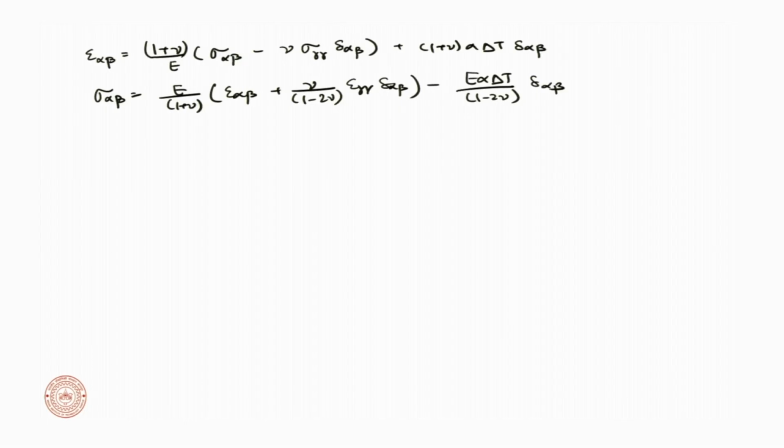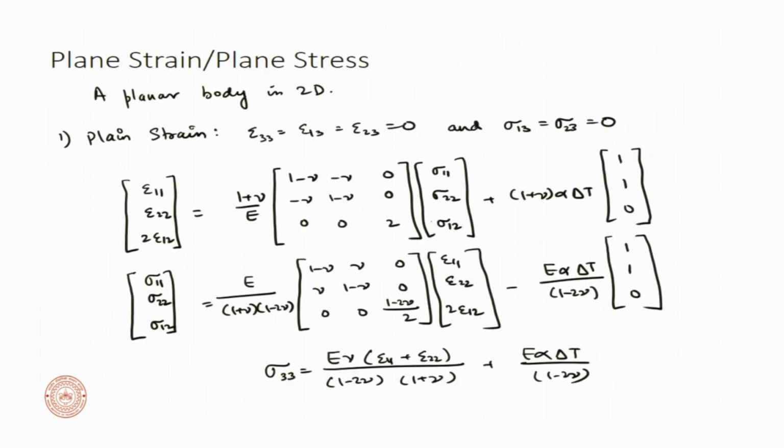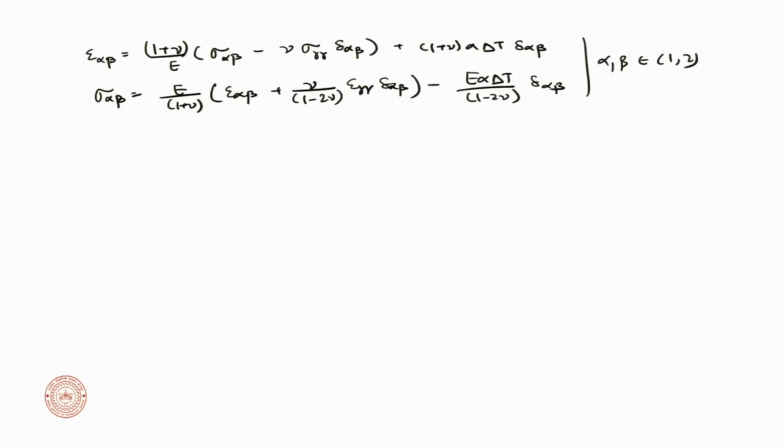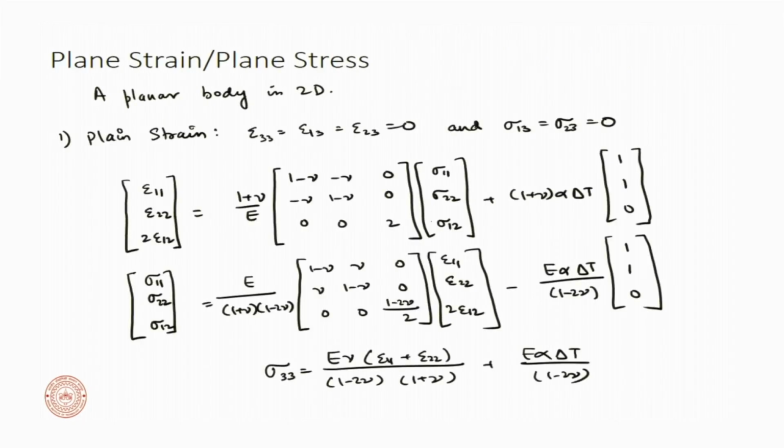Okay, so this is our stress strain relation for the plane strain condition. Again, here alpha and beta can be 1 or 2. So both can be 1 or 2. Now with this expression in mind, we are able to express all of this. Sigma 3 3 is found separately, right? So we are just expressing this matrix in terms of this index notation. Sigma 3 3, you find it out separately using this formula.